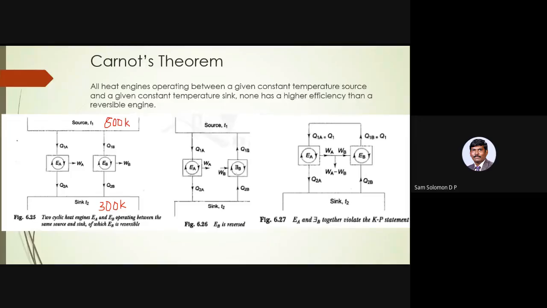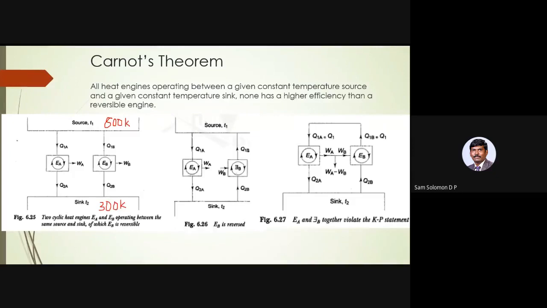So Carnot's theorem is telling us that if I have two engines operating between the same temperature limits, say the source temperature at 800 and the sink temperature at 300, one engine is reversible and the other engine is irreversible. I have the same temperature source and the same temperature sink for both the engines. The only difference is one engine is reversible and the other engine is irreversible.